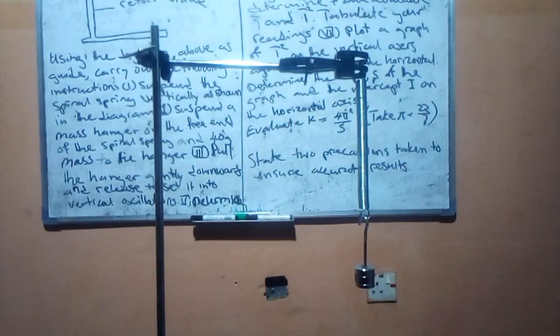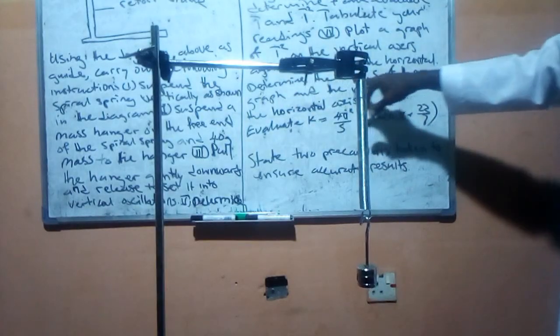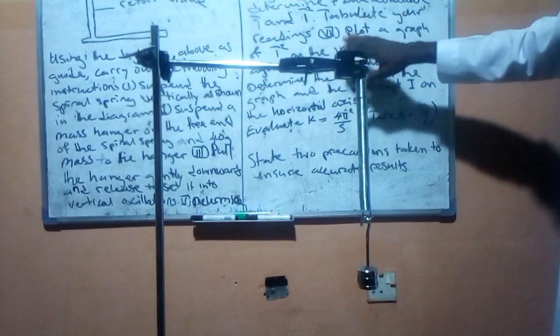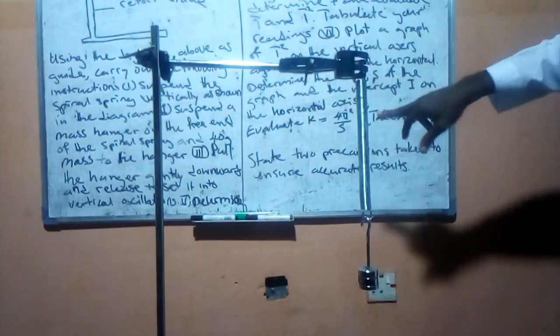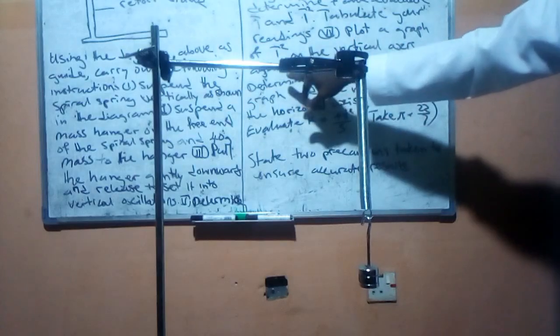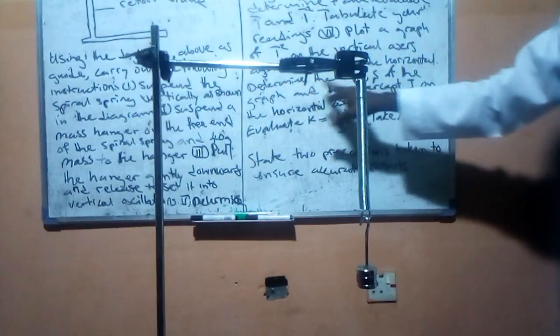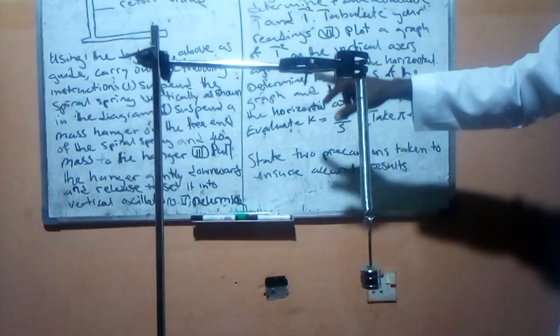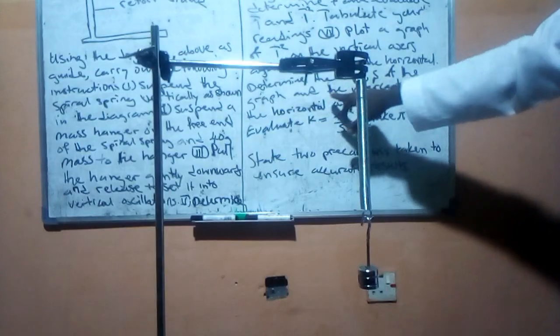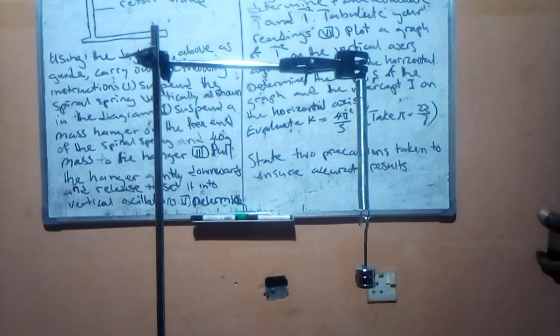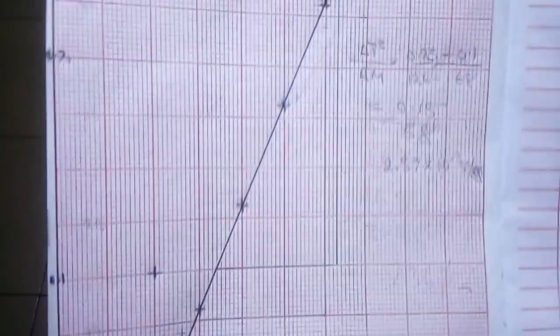In the question it said to determine the slope of the graph. The graph you're plotting is a graph of T squared on the vertical axis against mass on the horizontal axis. After that, it said determine the slope of the graph, and then determine the intercept I on the horizontal axis. Now when you look at this, you find out the intercept. So this is the graph, how it looks like.